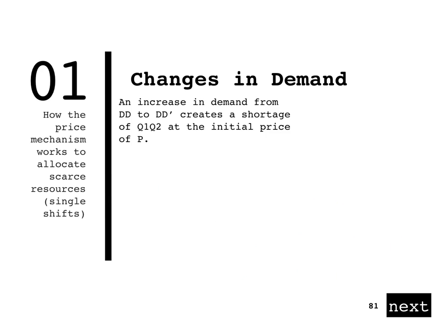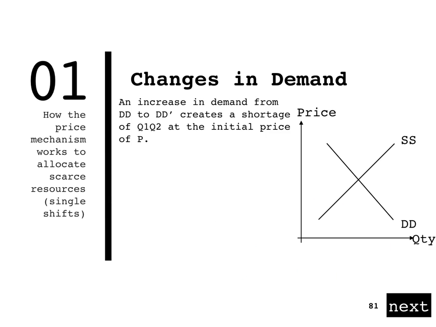Now let's look at single shifts. So when there are changes in demand holding supply constant. If there's an increase in demand from DD to DD prime, you will realize that there will be a shortage at the initial price of price P. How do we see this happening?